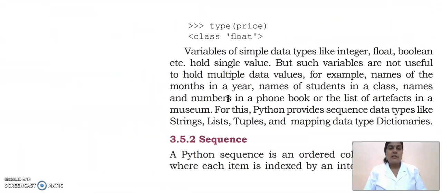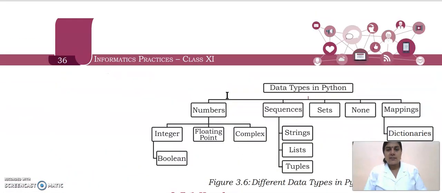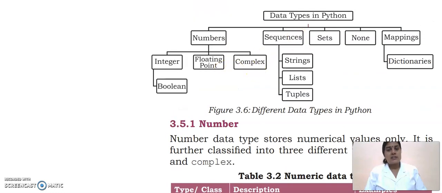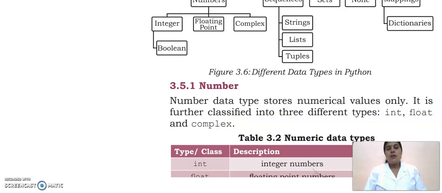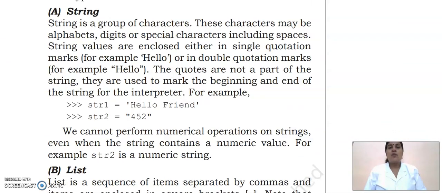Next data type is sequence. Sequence means there is a classification in which we covered numbers, and next is sequences. In sequences there are three data types: strings, list and tuple. So what is a string? I already explained in the previous class that a string is a collection of characters or a group of characters.